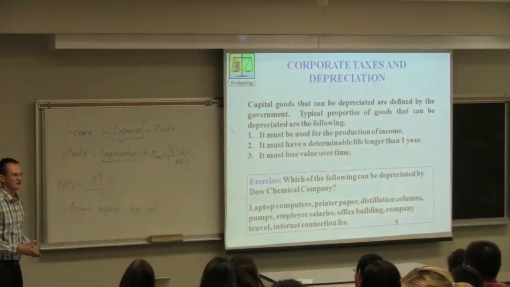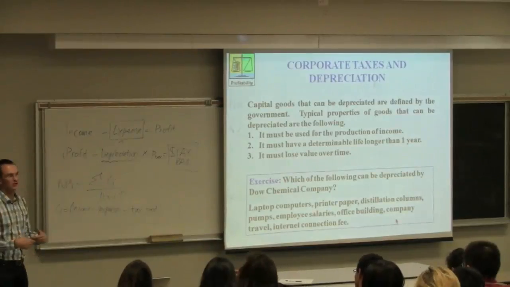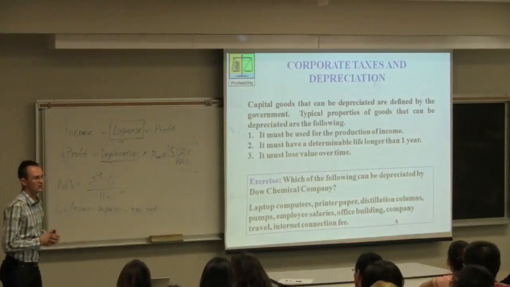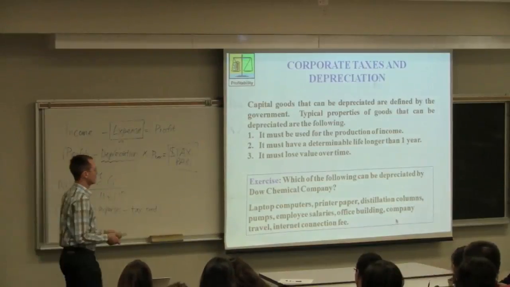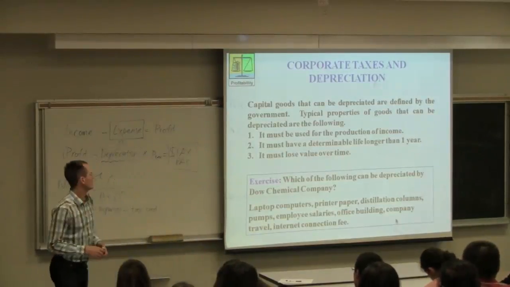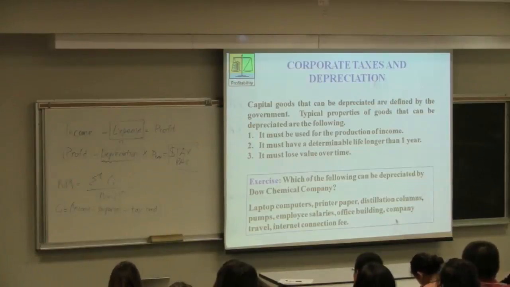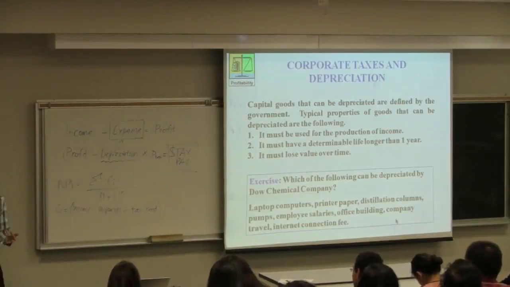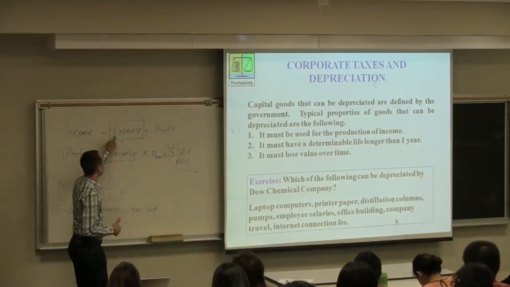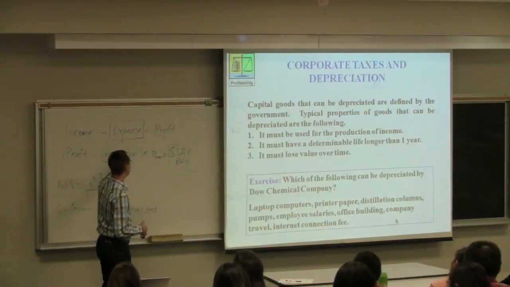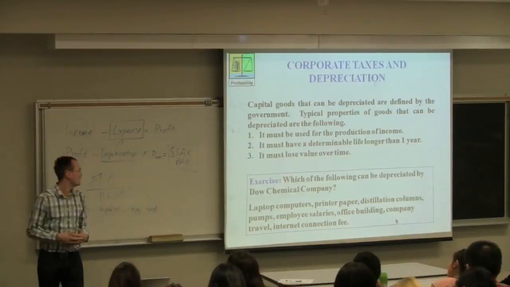Land is never allowed as a depreciable value. You may not be able to get the money you paid for it back, but by law it's not considered a depreciable item. Okay, so if we took a look at, say, Dow, which of these can they depreciate? Laptop computers? Yes, they can. Printer paper? It's used to generate income, has a life longer than a year. No, printer paper is considered a supply. But that means they can expense it. They can still consider it an expense, but it can't be considered a depreciable capital item.